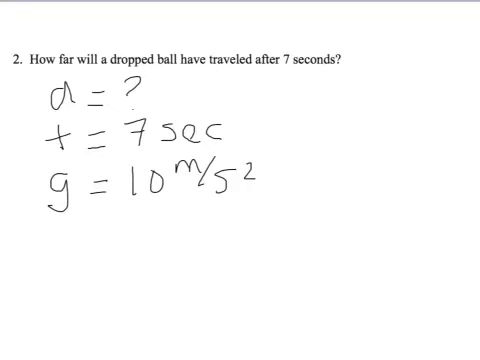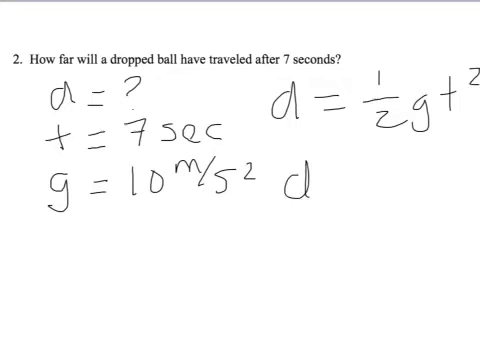Honey, shh. Okay. So now I see that I have d, g, and t and not v. So I look at which equations I can choose from, and the better choice would be d equals 1/2 gt squared. So then I plug in d equals 1/2 times 10 times 7 squared.